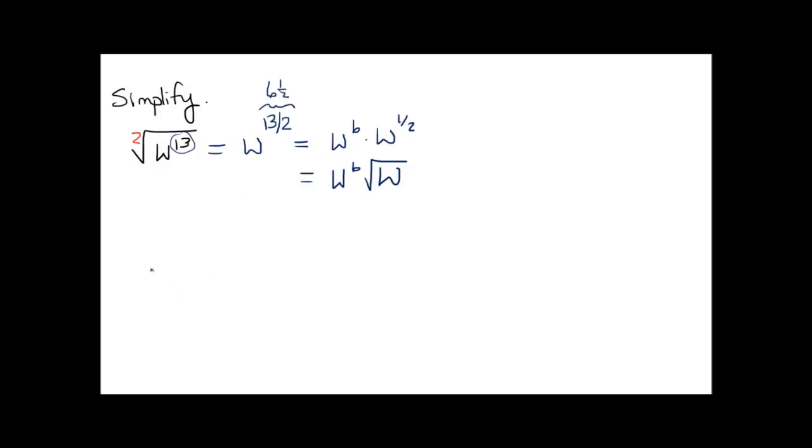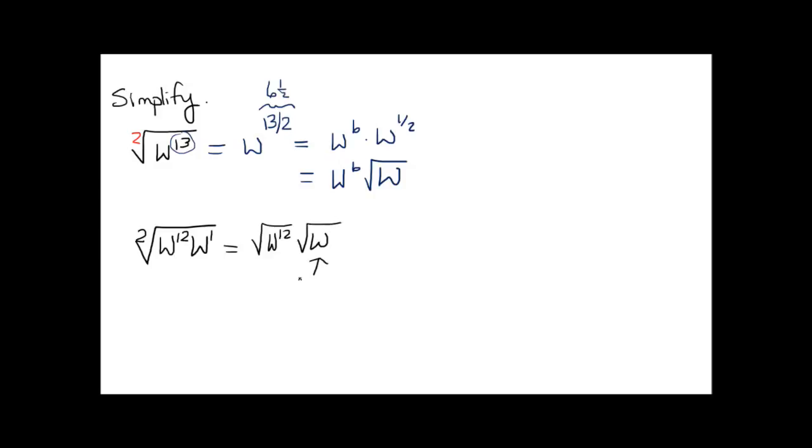Or another way to do it without having to use rational exponents is, I always say you break off that extra w that's making the power odd. So what I mean is, think of w to the 13th power as w to the 12th power times w to the first power. So now we can break this up into two separate radicals. So we have the square root of w to the 12th and the square root of w to the first.